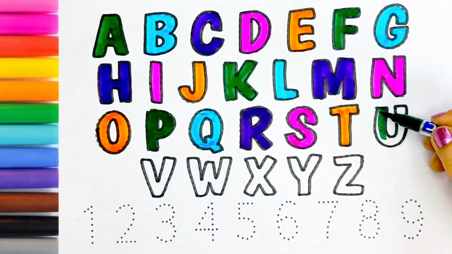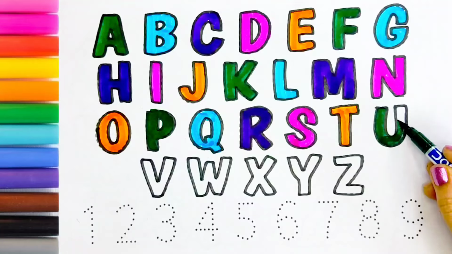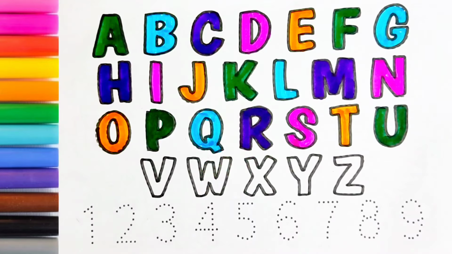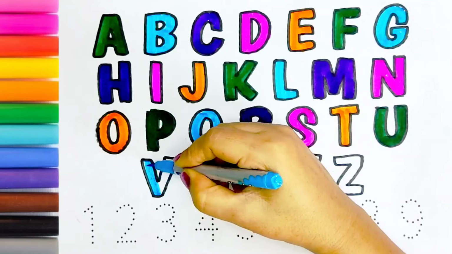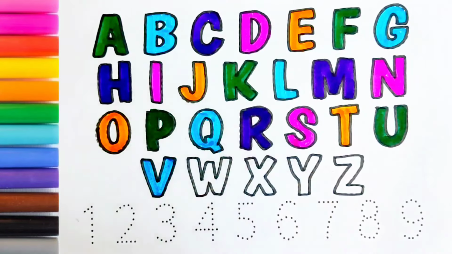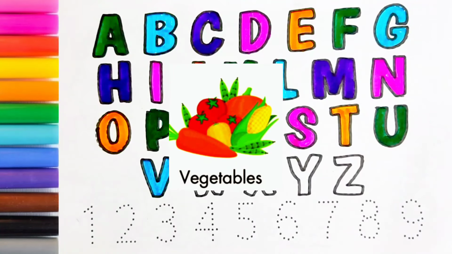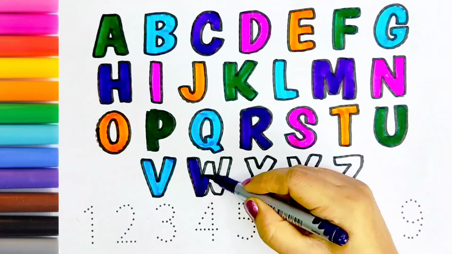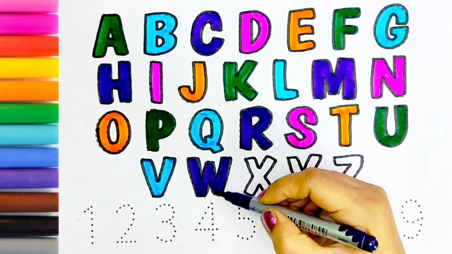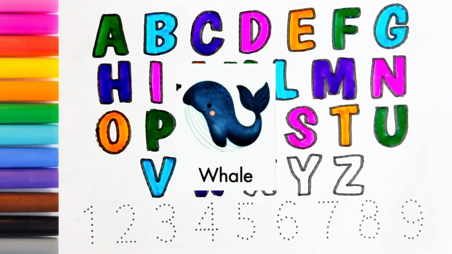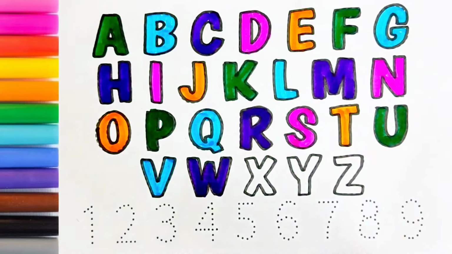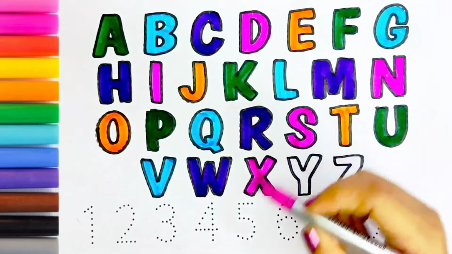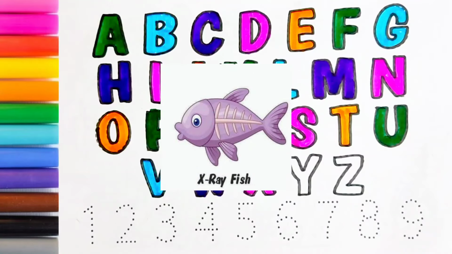Dark green color U. U for unicorn. Sky blue color V. V for vegetable. Purple color W. W for well. Pink color X. X for extra fish.